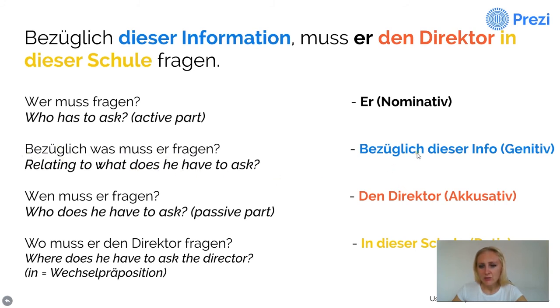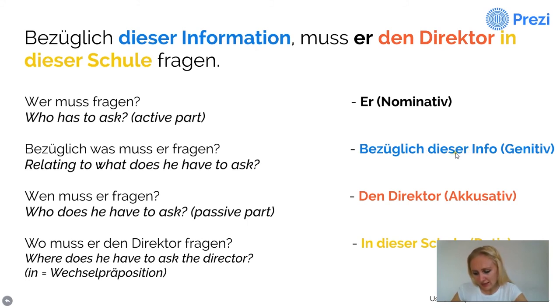And then the answer is bezüglich dieser Info, or this is just a short form for Information. So we often also say info in German. Bezüglich dieser Info, it's female, die Information, because it has the ending -tion. This is the female ending in German grammar. So die Information. So here we have to say dieser.